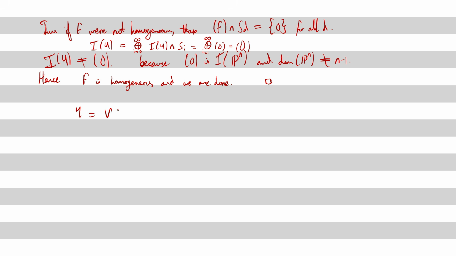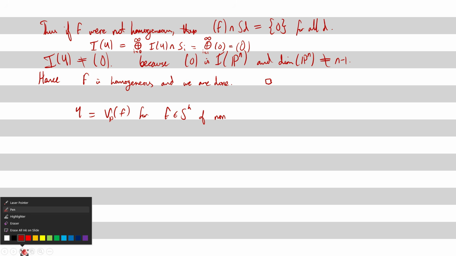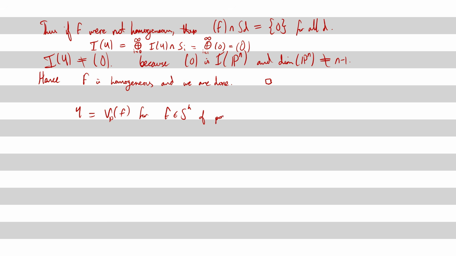Y is the vanishing set of f, for f a homogeneous polynomial, and it's of positive degree because it's non-constant. Which is what we wanted to show. Thus, we are finished.